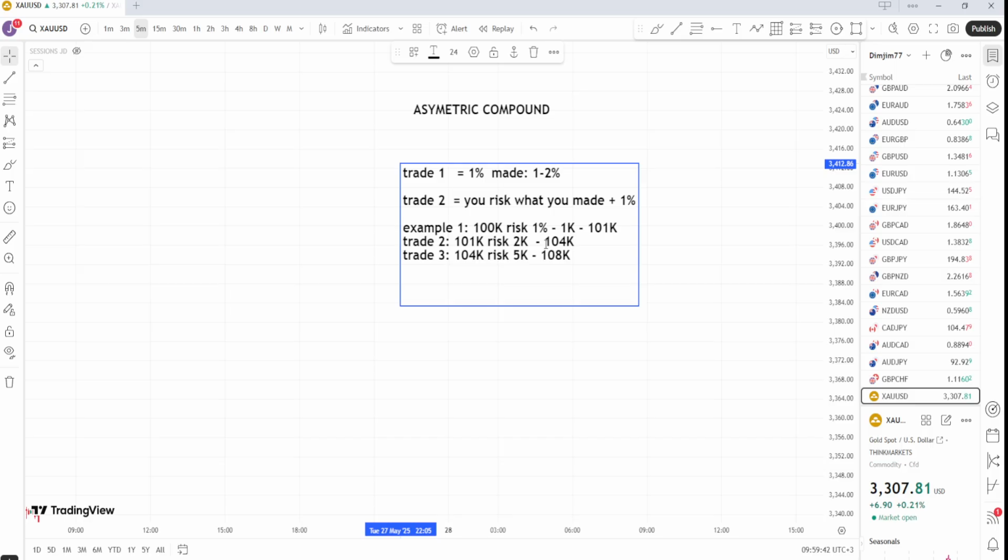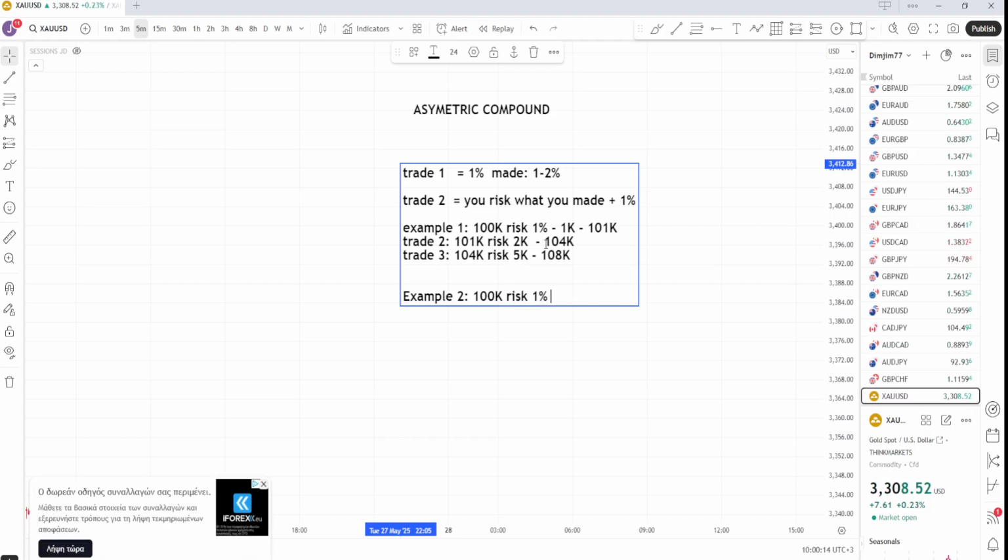Now let's say that you have 1-to-2, so we go to example 2, and it's all about math. You cannot beat math. You either follow it or you try to create your own math, but it won't work. Especially on Forex, it's all about numbers, probabilities, percentages. You have 100k, you risk 1%, which is, as we said, 1k. You made 2%, so you have trades 1-to-2.